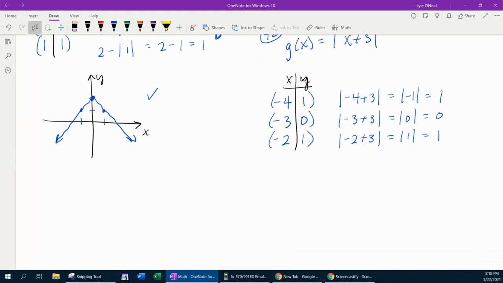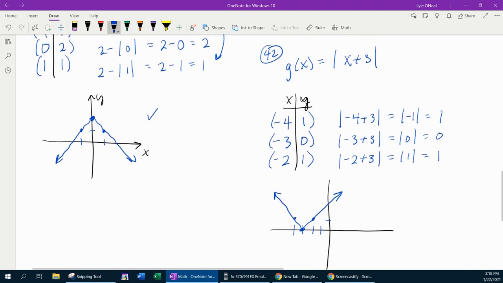And now we can go to the coordinate system, plot our points, and connect the dots. So at -4, I'm going to be up at 1. At -3, I'm going to be on the axis at 0. And at -2, I'm going to be up at 1. And connect the dots, and we get our V.